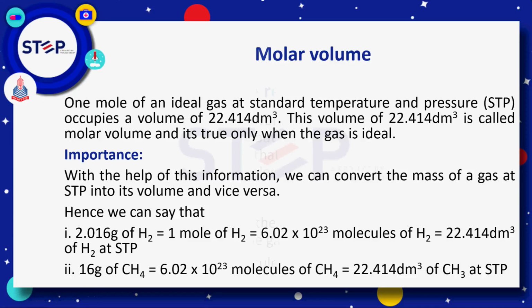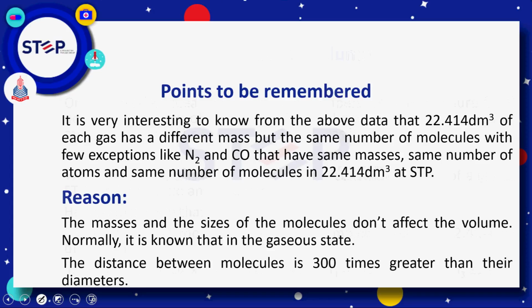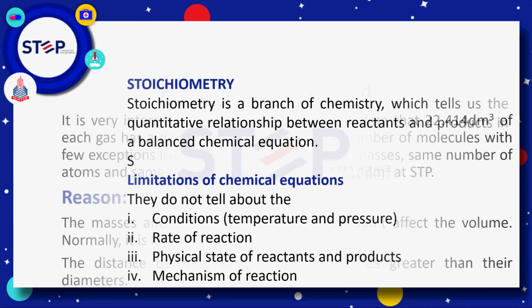Point to remember: it is very interesting to know from the above data that molar volume of each gas has a different mass but the same number of molecules or particles, like N2, CO2. They have same number of atoms and same number of molecules in Avogadro's in molar volume. Reason: the mass and the size of molecule don't affect the volume normally. The distance between the molecules in gaseous space is about 300 times more than their diameter.